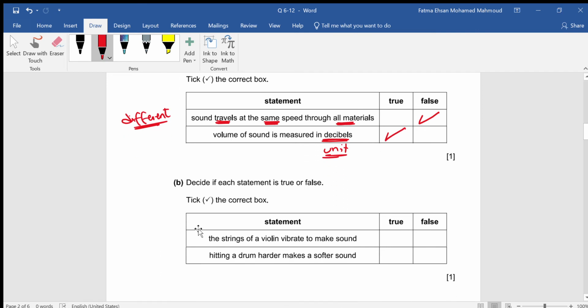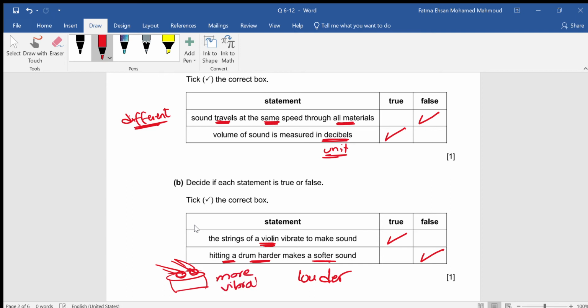B. Decide if each statement is true or false. Tick the correct box. The strings of a violin vibrate to make sound. True or false? True. Hitting a drum harder makes a softer sound. False, because it makes a louder sound. Because when you hit harder, you get more vibrations. So more vibrations mean the sound is louder.